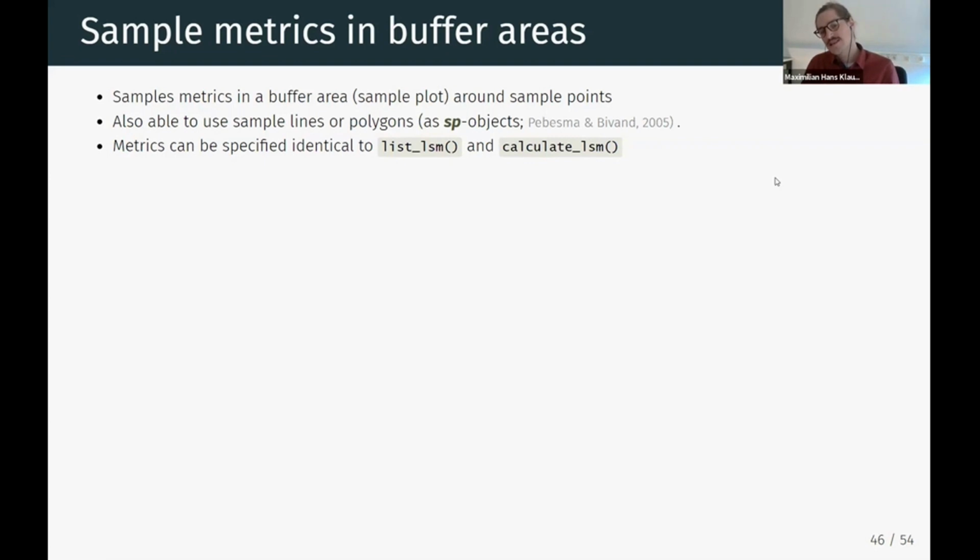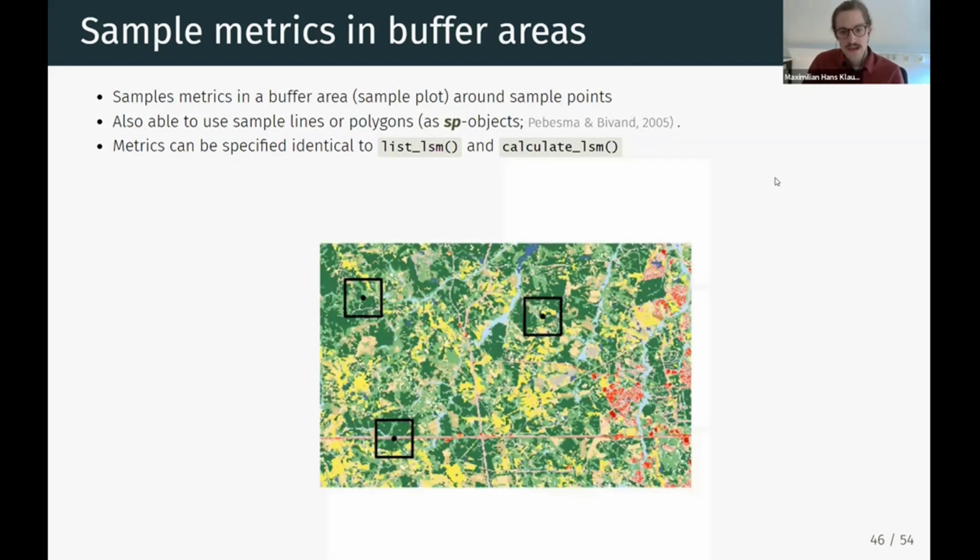Just as before, as with the list_lsm or the calculate_lsm function, you can specify exactly which metrics you want to sample. And yeah, here's just a visualization of what I mean by that. So in this example here, for example, we could have 3 sample points. So the black dots here are the coordinates of our sample locations. And we now just want to subsample the landscape metrics within these black rectangles or squares around these points.